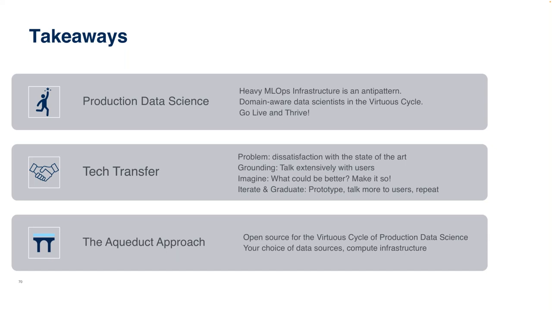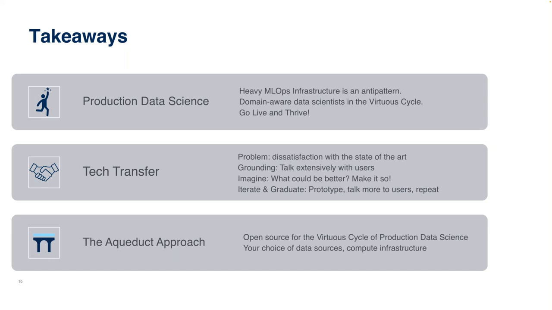For those of you who are interested in tech transfer, the way we do it at Berkeley, we start with a research problem, which is really just a dissatisfaction with the state of the art. Why does the world have to be the way it is? Why can't we make it better? But then something we do uniquely at Berkeley is we ground the work in the real world. We talk extensively with users. We do the social science. Then we imagine what could be better, we make it so, and that's the computer science invention part. And then you iterate, and then eventually graduate into a useful tool, right? So we iterate in research to get good research prototypes, and then we take them out into the field.